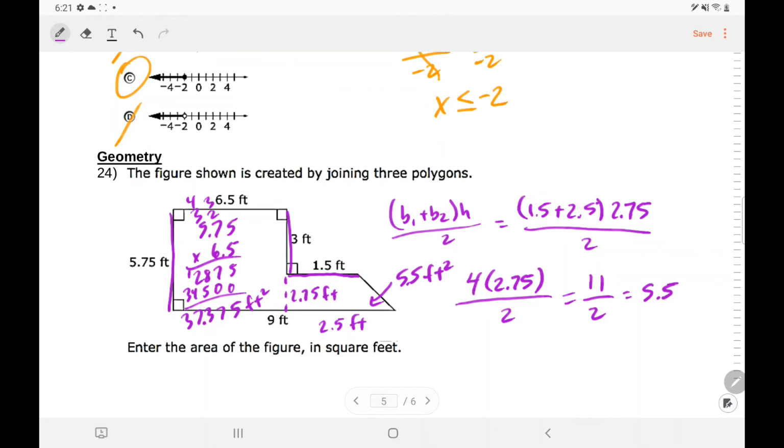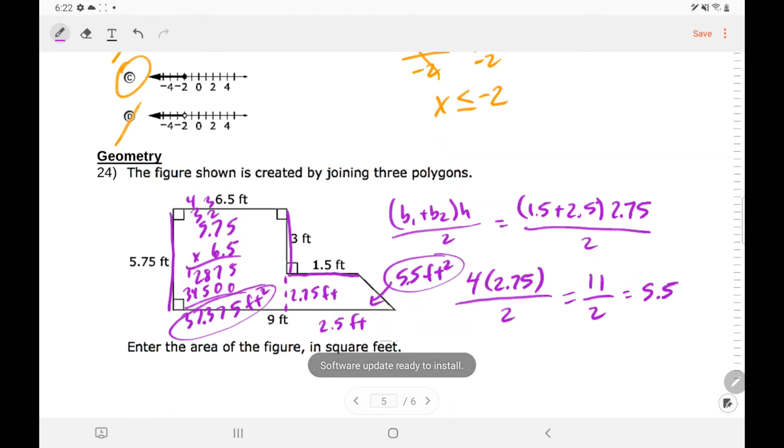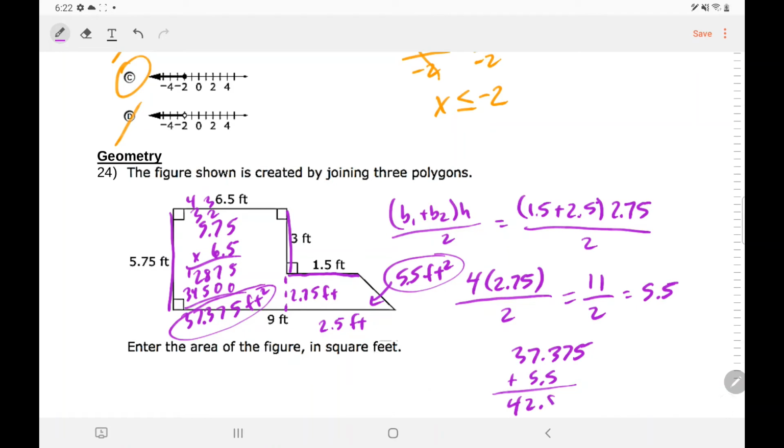So now we need to add up our 2 areas, one of the rectangle and one of the trapezoid. 37.375 square feet plus 5.5. Make sure we align the decimals. And we get 42.875 square feet as our final answer.